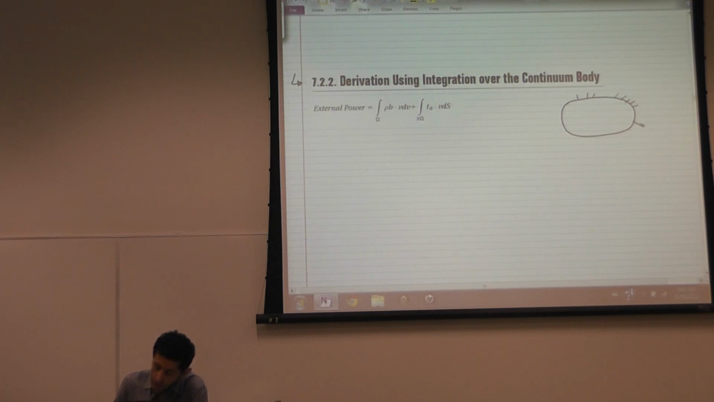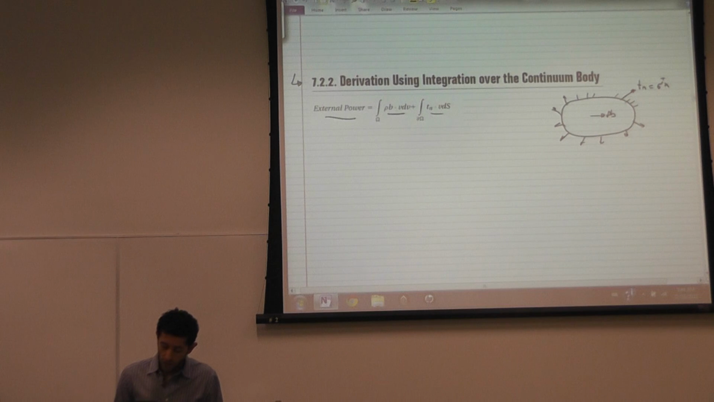So as this object is deforming, the external power, or the power supplied by the external forces, is equal to the external force rho b dot the velocity, plus Tn, which is the stresses on the boundaries, dot V integrated over the boundary.